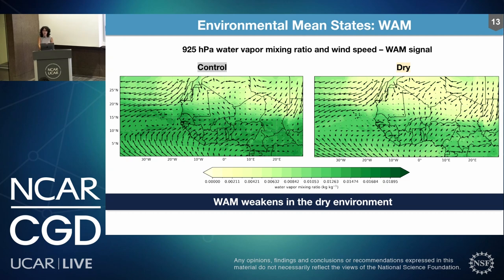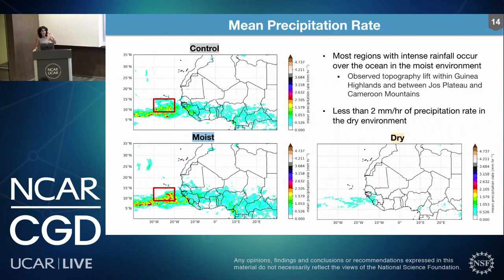And to get a general sense before we dive into the statistics of the MCSs, like how many formed across all simulations, I wanted to show you the mean precipitation rate across the entire simulation. So basically, these plots show how much rain fell per hour. And if we compare moist to control, we can see darker colors, specifically over the 10 and 15 north in the moist compared to the control. And this can be related to the West African monsoon moisture. And then in the dry, we barely see any precipitation over here.